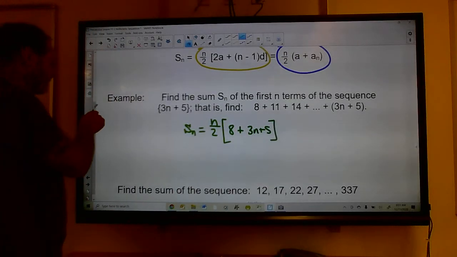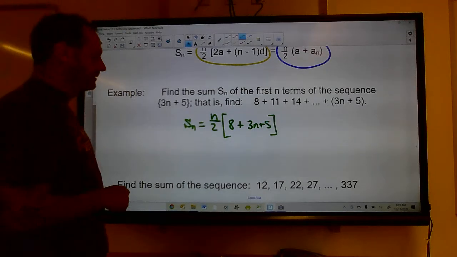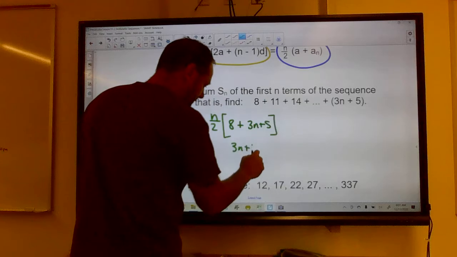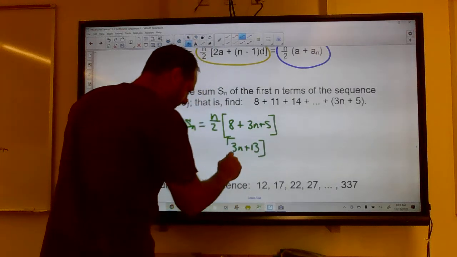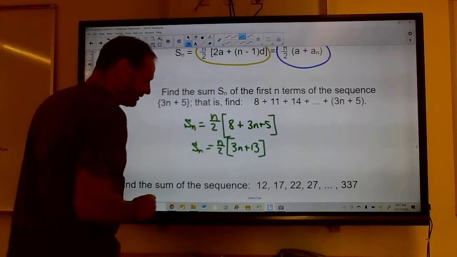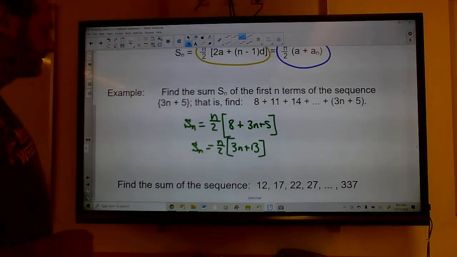And then my answer is going to have a variable in it. Okay, so this ends up being 3n plus 13 times n over 2. Okay, and you could just leave it like that. I mean, there's not much more you can do.